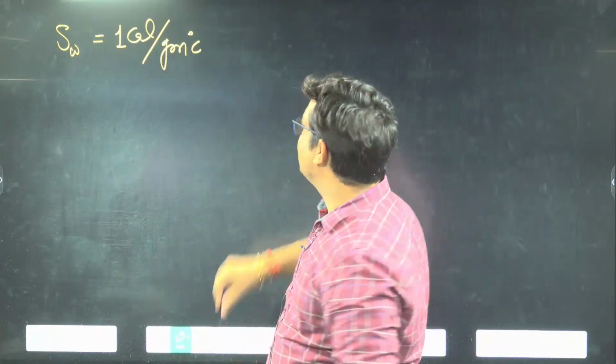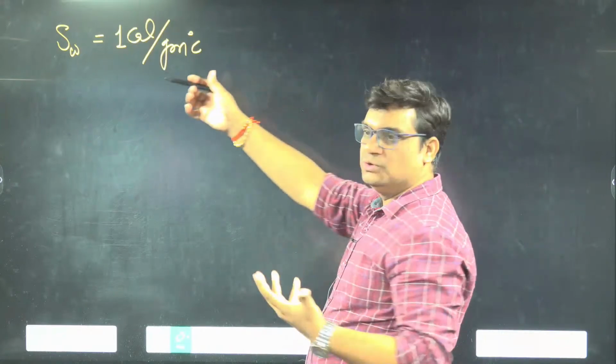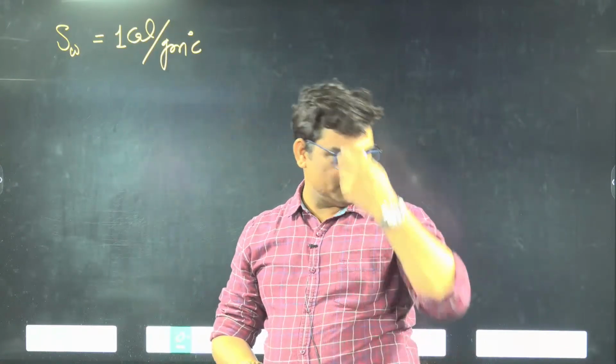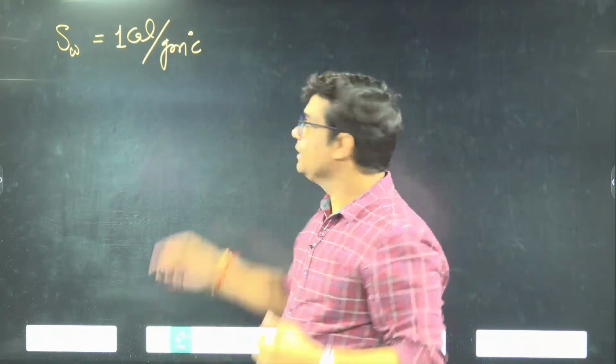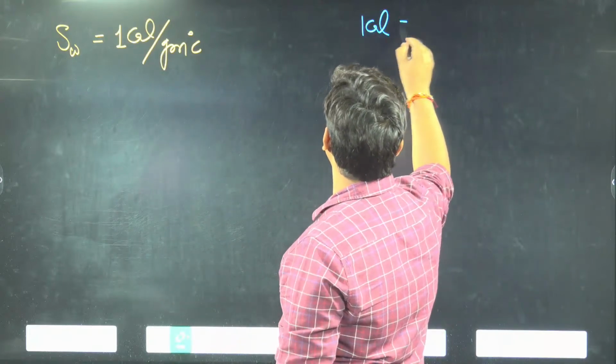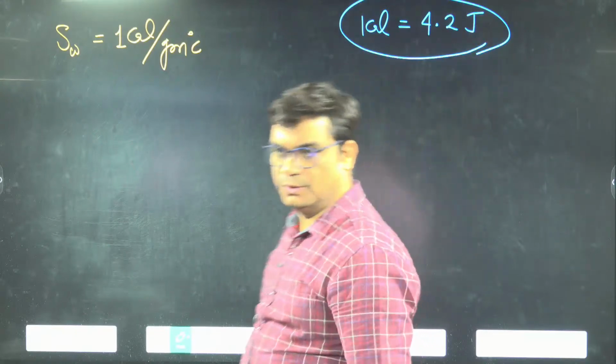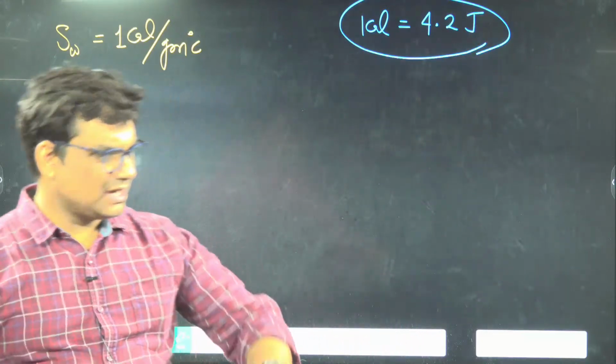Listen. We have to use SI as well as CGS, both systems. So first, how can we convert? If I say 1 calorie, 1 calorie is equal to how many joules? 4.2 joule. Okay, 1 calorie is 4.2 joule. You can remember this as of now.